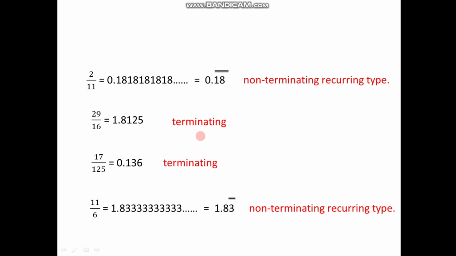So if we have the decimal form either terminating or non-terminating recurring type, then that number is called a rational number. So these are all examples of rational numbers, by which we can decide whether a given number is rational or not by having its decimal form.